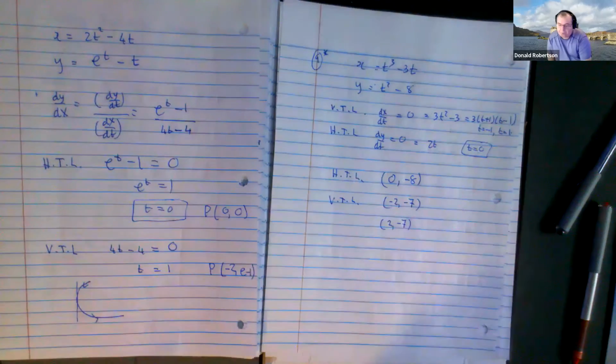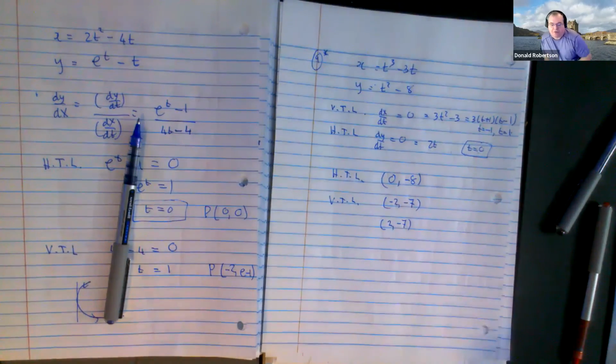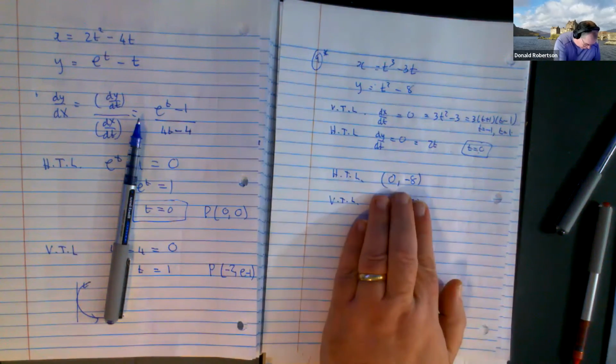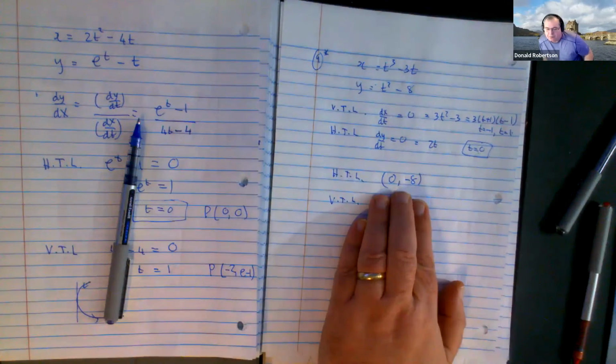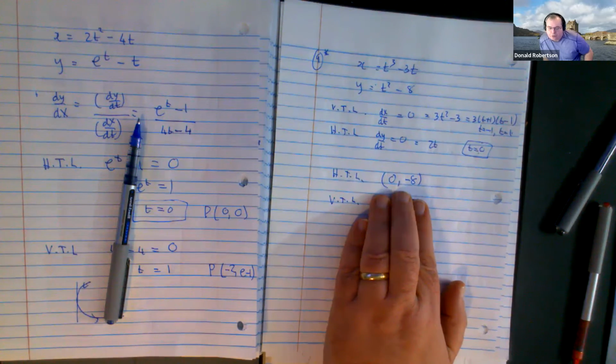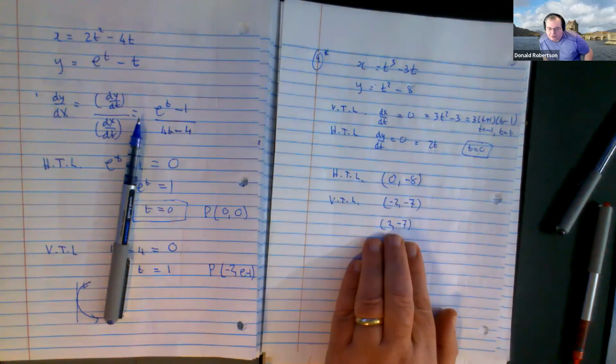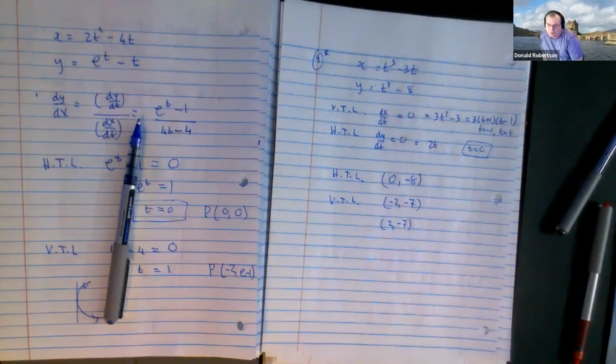There's your answers. So I know that there is only one place where there's a horizontal tangent line to this parametric curve, and that happens at the point 0, -8. And I know that there are 2 places where there's a vertical tangent line, and these are the coordinates of those 2, and only those 2 places where that happens.